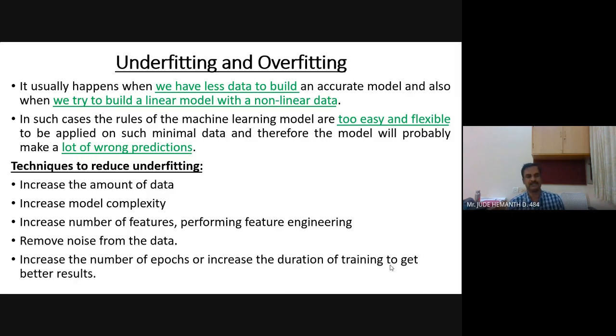And increase the time of training to get better results. It will be a normal thing for training the model for fewer iterations when you have less data. We think that we have studied, we learned within one PPT or two PPTs.